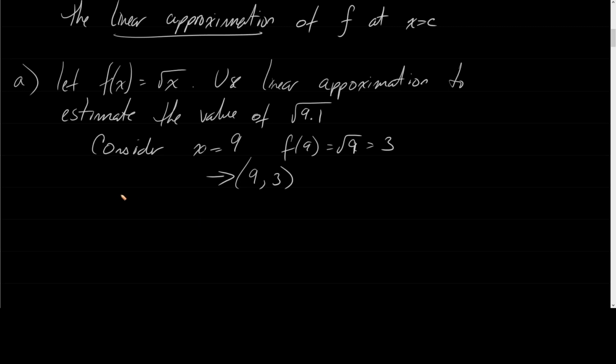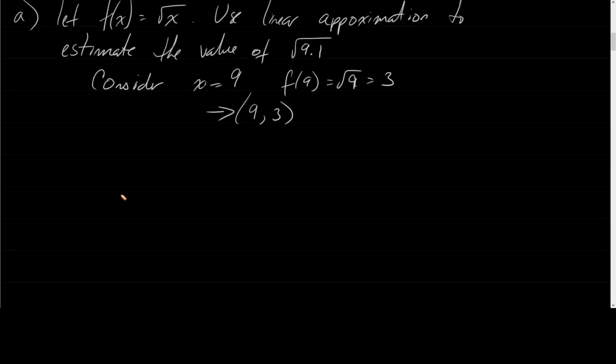All right, so what do we get? Well, we already know the formula. The formula was that f of x is approximately f of c plus f prime of c times x minus c.